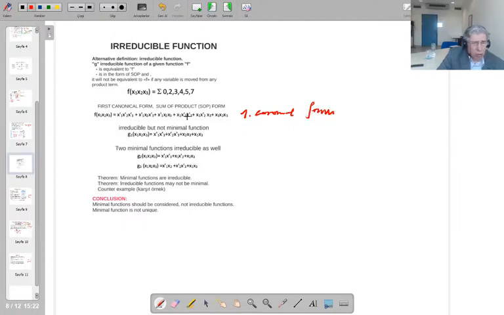If you want to draw the circuit corresponding to this one, it is going to be 1, 2, 3, 4, 5, 6 AND gates. And the fan-in is going to be 3 variables each, isn't it? And 1 OR gate. Fan-in is going to be 6. So that's the realization. So this is a reducible function.